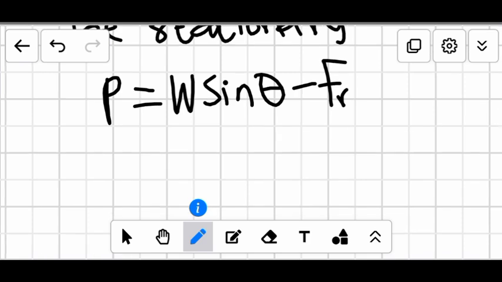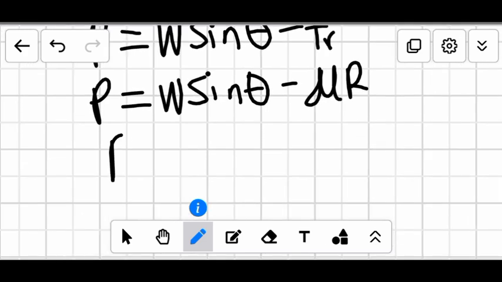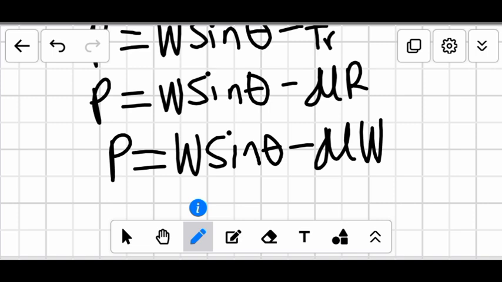Now, don't forget, the frictional force is the coefficient of friction times the normal reaction. So then the force P I would apply would be W sine theta minus the coefficient of friction times W cos theta. Don't forget W cos theta.